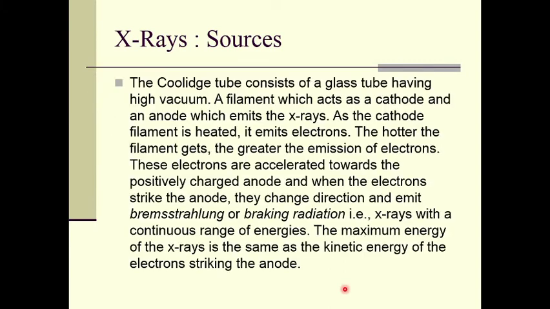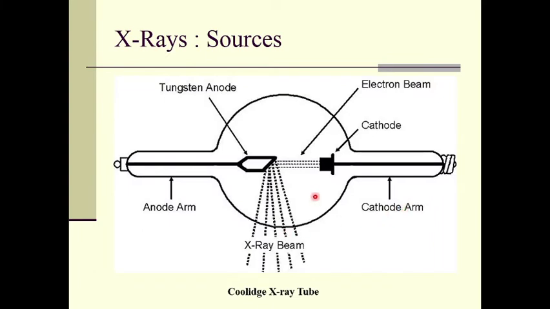So, the Coolidge tube is an apparatus where the X-rays can be produced. The Coolidge tube consists of a glass tube having high vacuum, a filament which acts as a cathode, and an anode which emits the X-rays. As the cathode filament is heated, it emits electrons. The hotter the filament gets, the greater the emission of electrons. These electrons are accelerated towards the positively charged anode, and when the electrons strike the anode, they change direction and emit bremsstrahlung or braking radiation, that is X-rays with a continuous range of energies. The maximum energy of X-rays is the same as the kinetic energy of the electrons striking the anode. So, this is the typical diagram of the Coolidge X-ray tube.